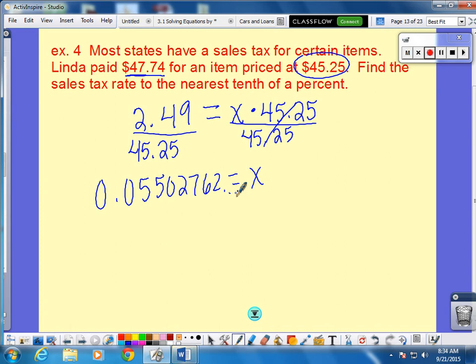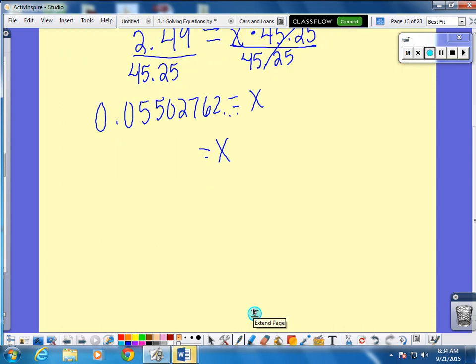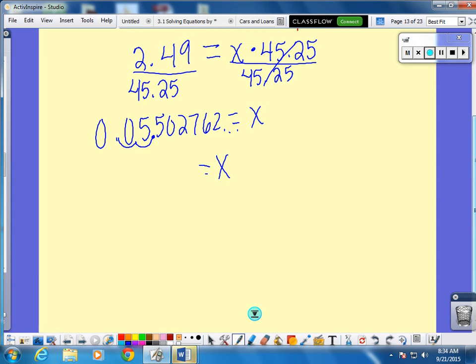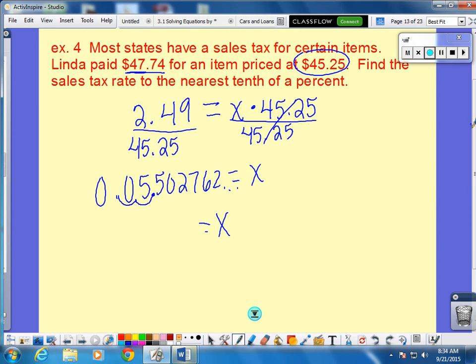Keep going. All right, so if I'm going to make this into a sales tax, I'm looking for the rate, then I need a percent. So I'm going to move this 2 places to the right. And what would the rate be, rounded to the nearest tenth of a percent? 5.5. So it'd be 5.5%. What's the sales tax here? 9%. Okay.